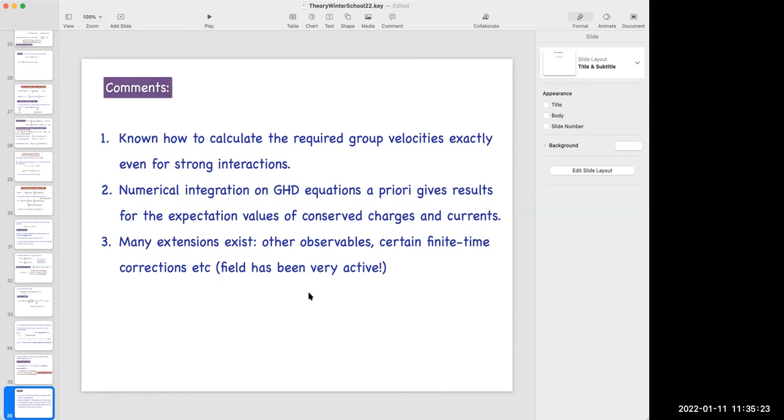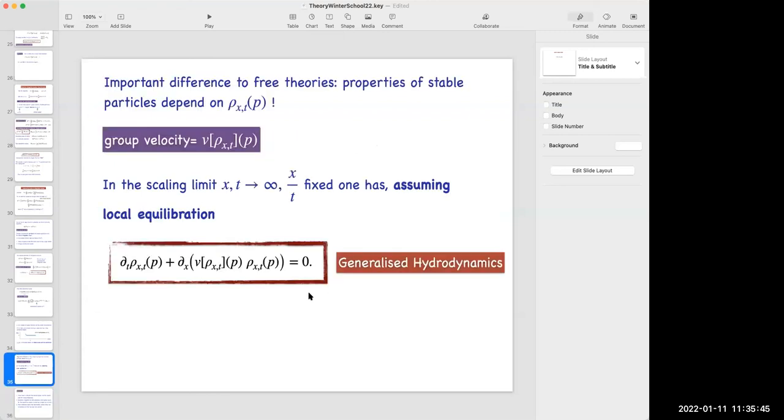I also have one question. Go ahead. First of all, I think I missed this towards the end, but since the conserved charges of integrable models are non-local, I didn't quite follow how we were able to get the hydrodynamic equations from them.